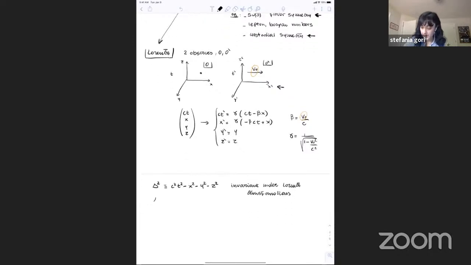So I can write down my delta prime square as c square t prime square. And this is simply, again, equal to delta square. This is what we mean with invariant, no matter what type of Lorentz transformation I do. Okay. And this delta actually has a name. This is the proper space time distance.